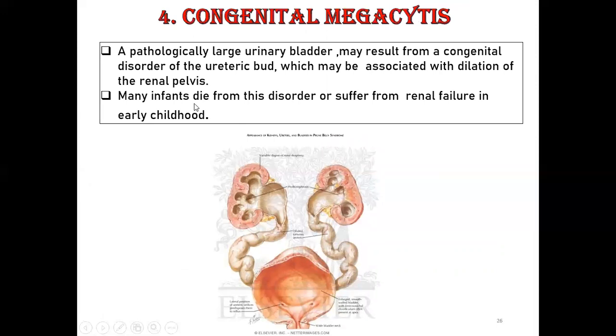Another condition is a pathologically large urinary bladder, which results from a congenital disorder of the ureteric bud and may be associated with dilatation of the renal pelvis. So a large bladder leads to dilatation of the ureter and the pelvis, and usually it may lead to death of the patient, or sometimes if the baby is live, there can be renal failure in early childhood. So this is called congenital megacystis, a congenitally large urinary bladder the baby is born with.